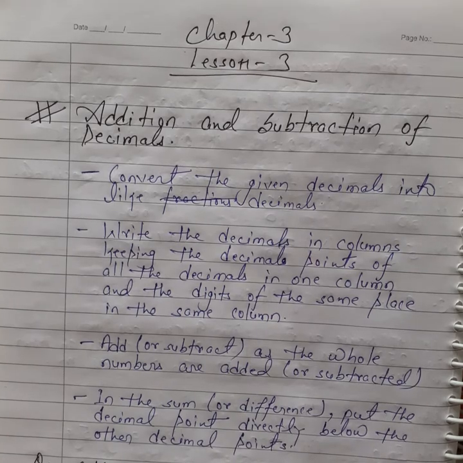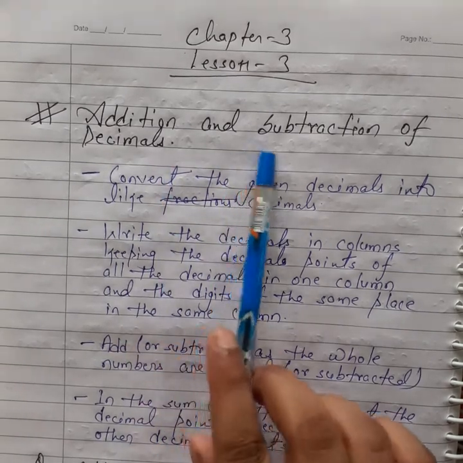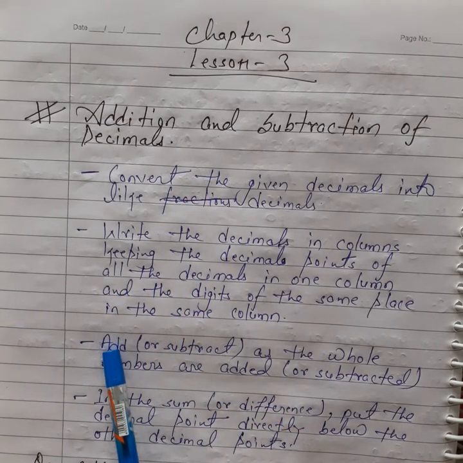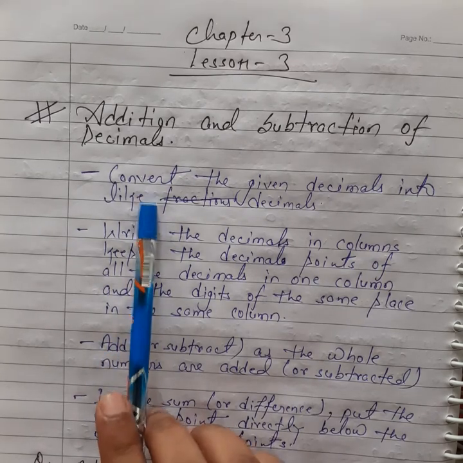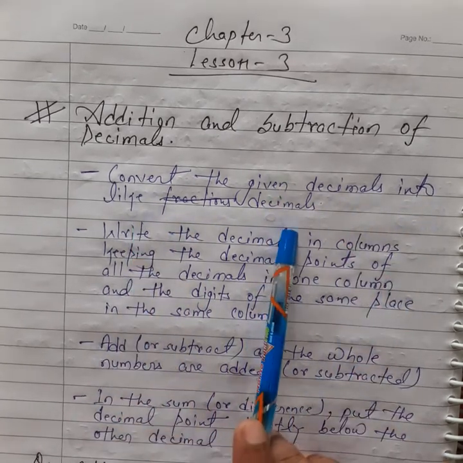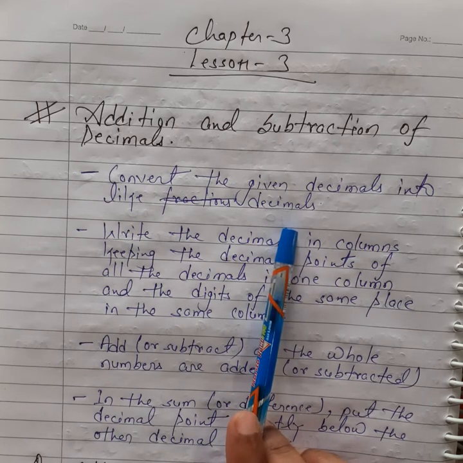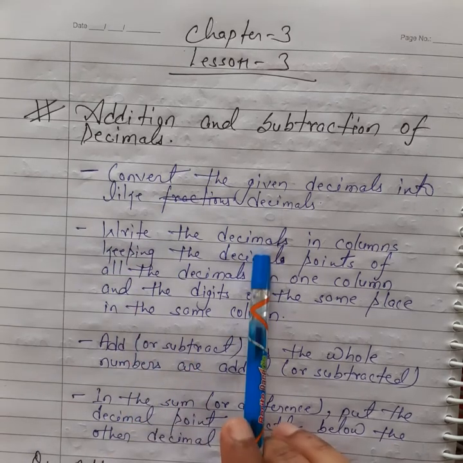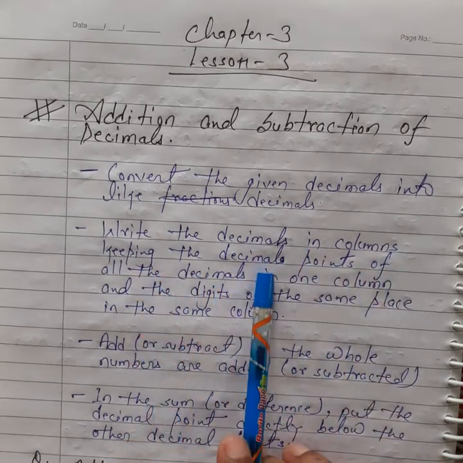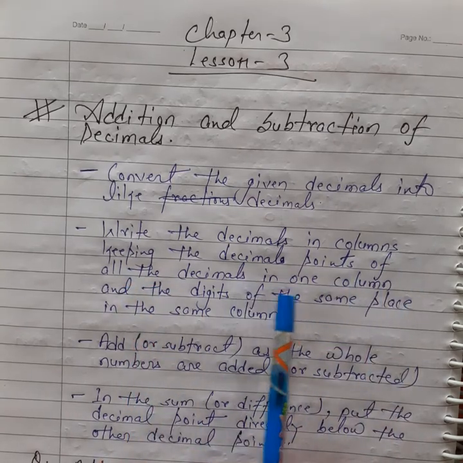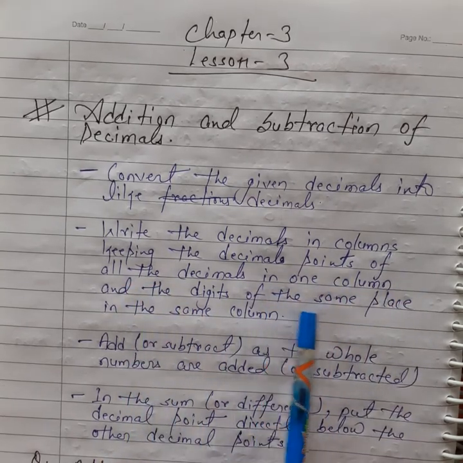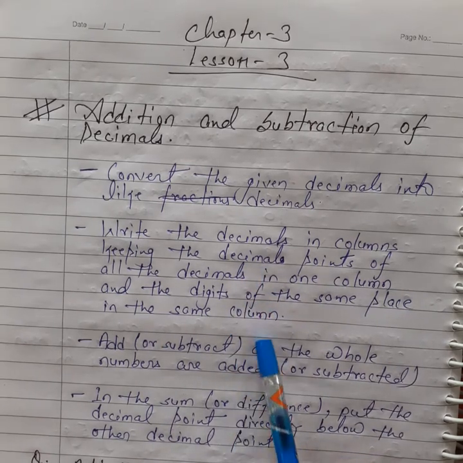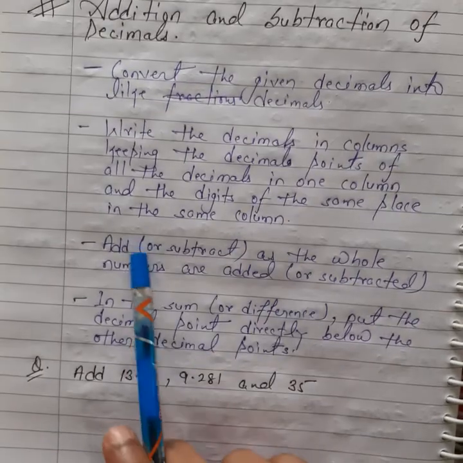How do we add and subtract decimals, that is addition and subtraction of decimals? For addition and subtraction of decimals, what we have to do? First we have to convert the given decimals into like decimals. We know how we convert the decimals into like decimals. Then write the decimals in a column, keeping the decimal points of all the decimals in one column and the digits of the same place in the same column. We have to arrange all the decimals in a column and then add or subtract.